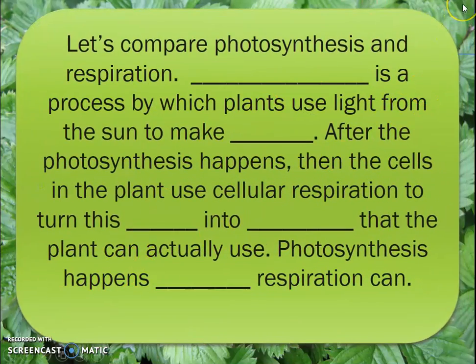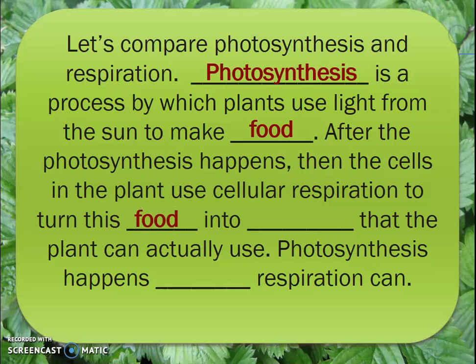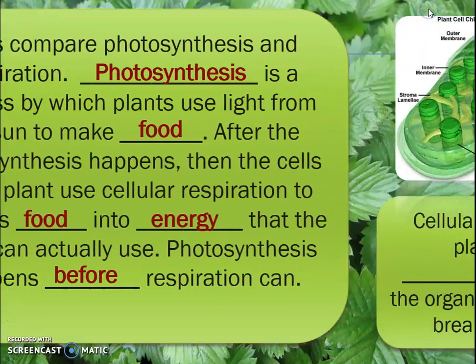Let's compare photosynthesis and cellular respiration. Photosynthesis is the process by which plants use light from the sun to make glucose or food. After photosynthesis happens, the cells use that glucose in cellular respiration and turn it into energy that the plant can actually use. Animals also undergo cellular respiration. Photosynthesis has to happen before respiration, because you've got to make the molecule before you can break it down for energy.